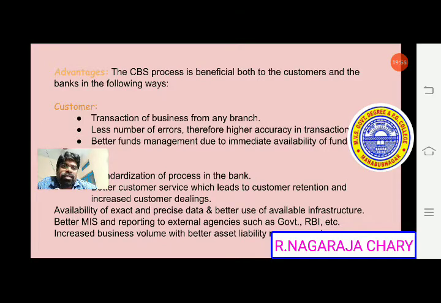The advantages: the process is beneficial to both the customers and the banks in the following ways. First, how it is beneficial to the customers, let us see.